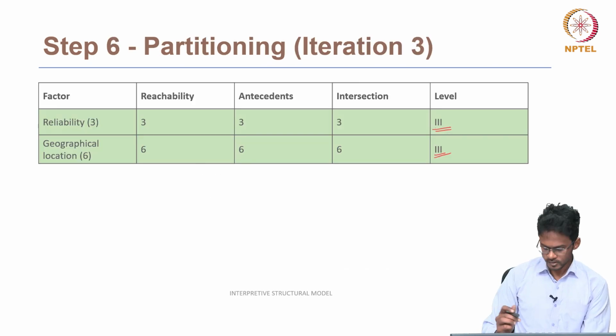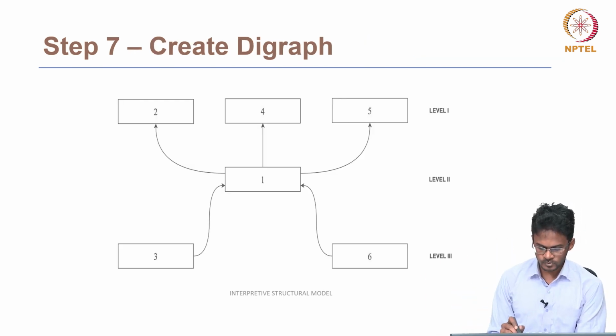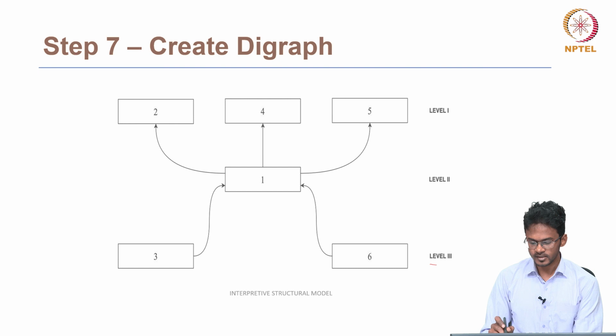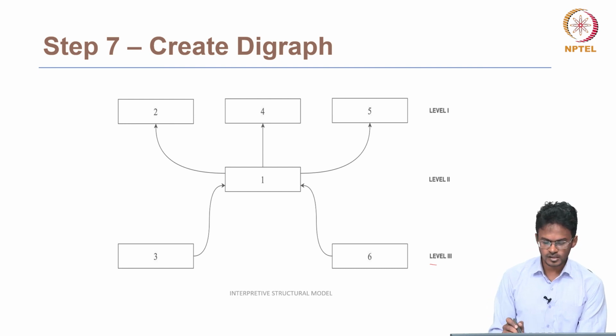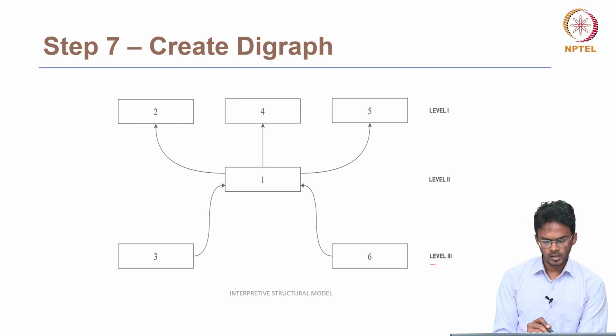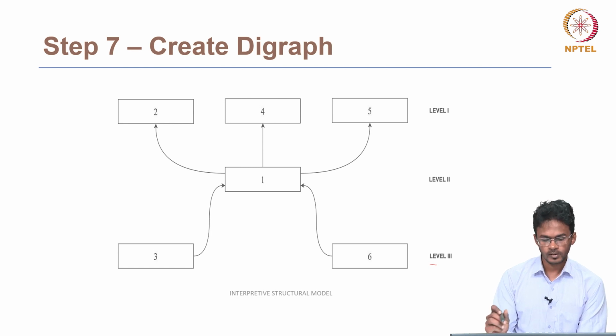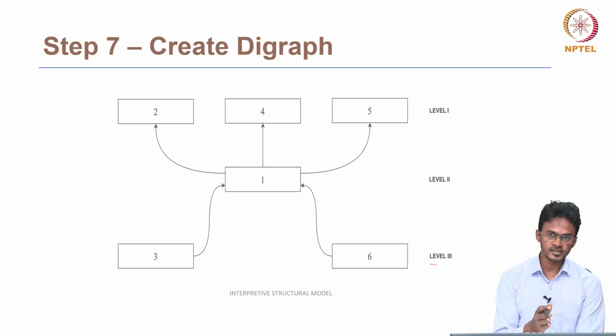And then after taking all the levels, we will have the digraph. In the digraph, the factors which are getting the levels at the last will come at the bottom. So the factor that comes at the last belongs to level 3, and so it's coming at the bottom. Factors 3 and 6 are getting the levels at the last iteration, and they are in level 3 and they will come at the bottom. Then factor 1 will come in the next level, and then 2, 4 and 5 will come in level 1 because they got their levels in the first iteration. So this is the digraph.